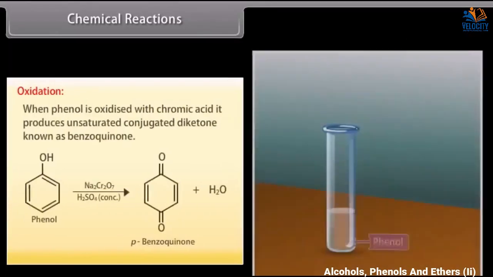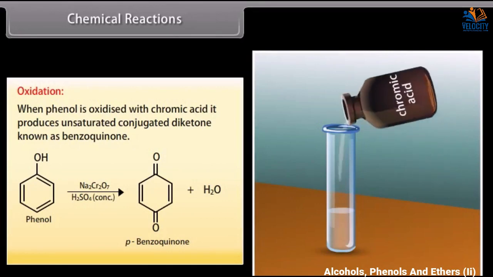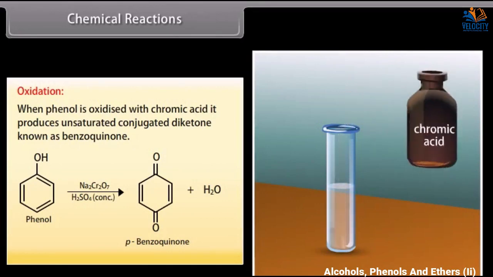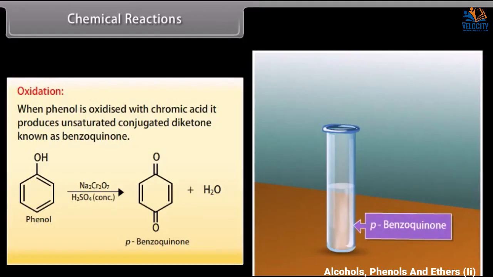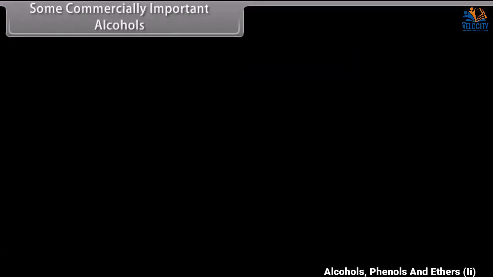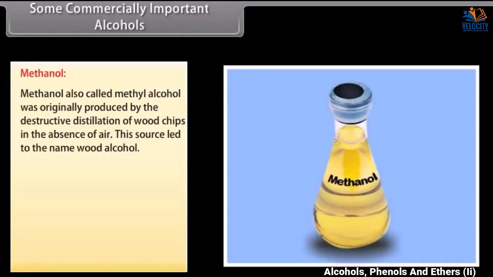Oxidation. When phenol is oxidized with chromic acid, it produces an unsaturated conjugated dione known as benzoquinone. Some commercially important alcohols. Methanol. Methanol, also called methyl alcohol, was originally produced by the destructive distillation of wood chips in the absence of air. This source led to the name wood alcohol.